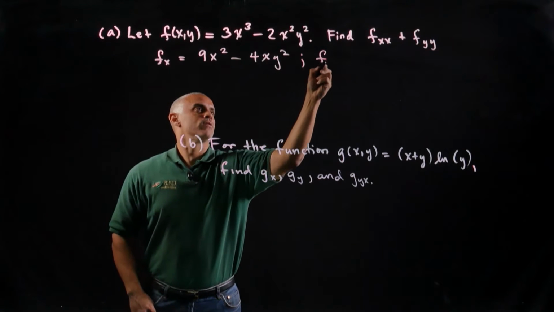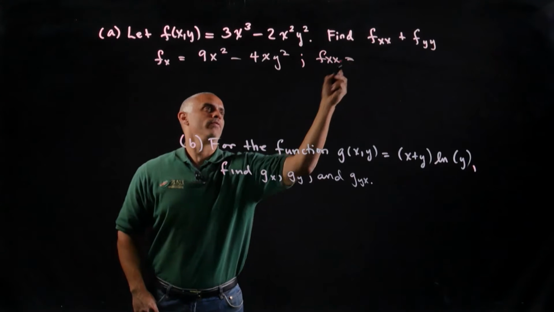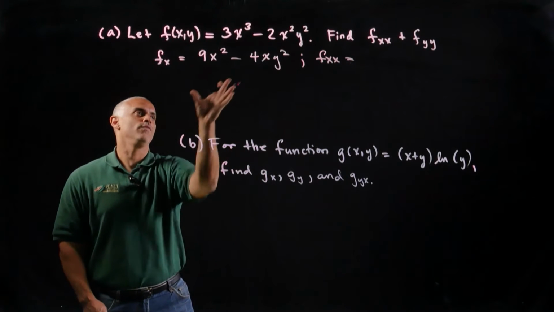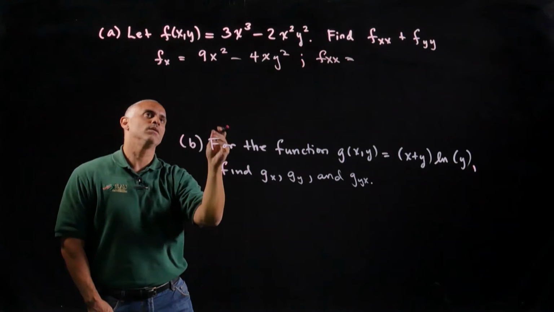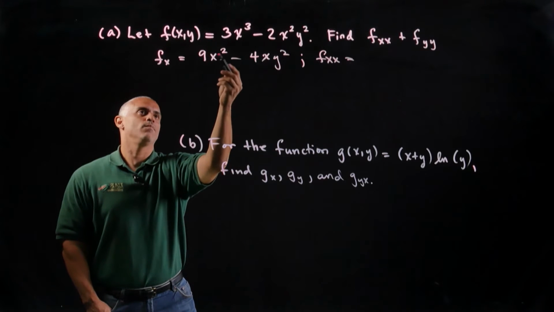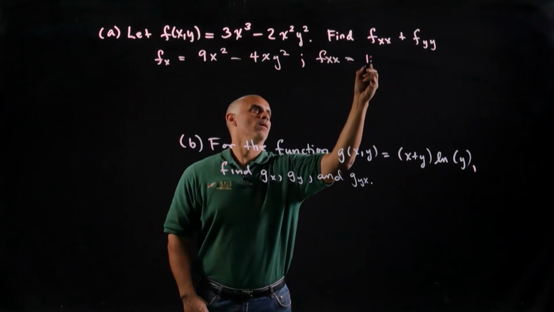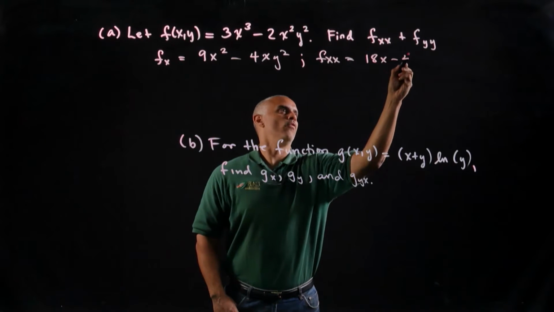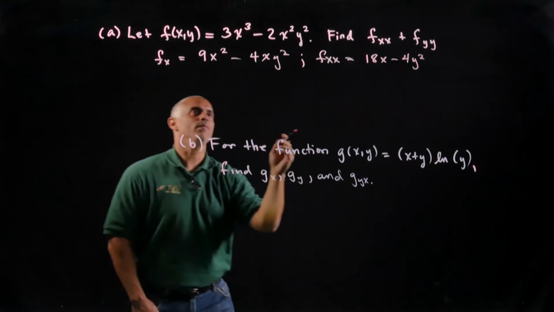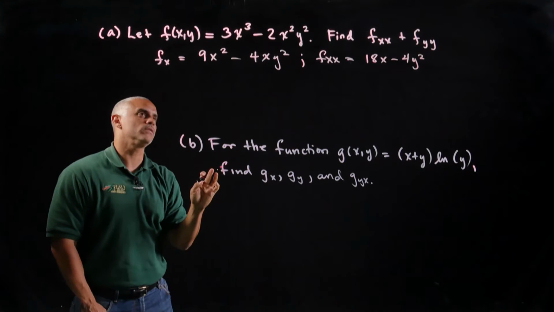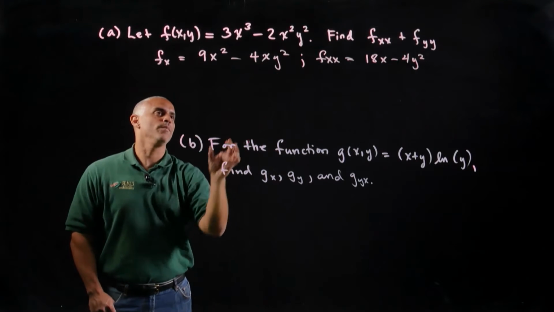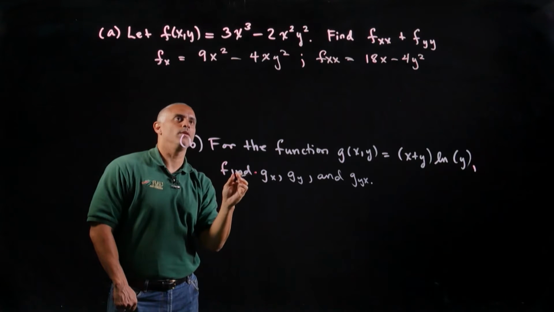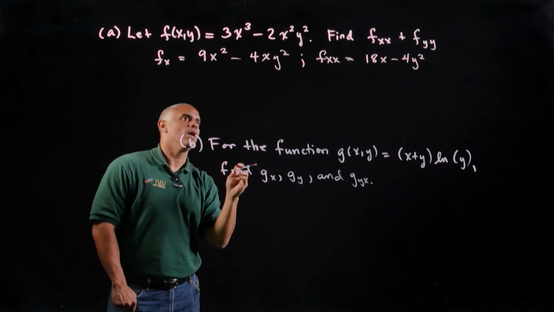Given that fx, I'll take the x partial of it. And if I take the x partial of the fx function, I get fxx, which will give me 9 times 2, or 18x, minus 4y squared. So again, I just had an x to the first power in this term, and so that just gave me a 4 times y squared.